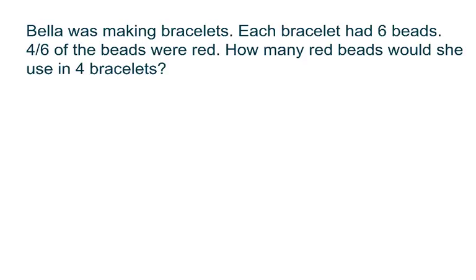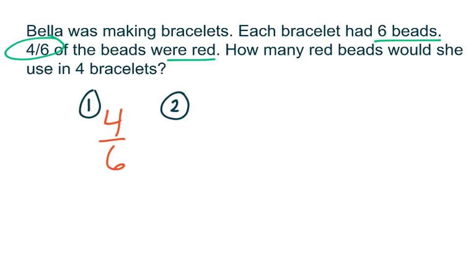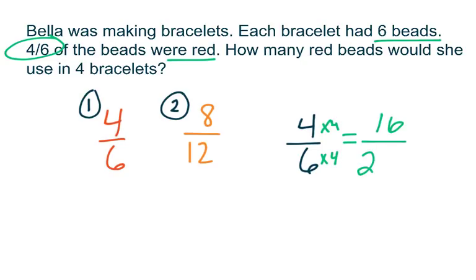Well, in 1 bracelet, she's using 6 beads, and 4/6 of those beads are red. So I have 4/6, and that is equivalent to 1 bracelet. For 2 bracelets, I would multiply the numerator and denominator times 2, so she'd be using 8 red beads for 16 total beads on her bracelet. And then 3 and then 4, I can follow my pattern, or I can identify that there is a pattern, and so the only thing I need to do is then multiply times 4. When I multiply these two things times 4, I'd end up with 16/24.